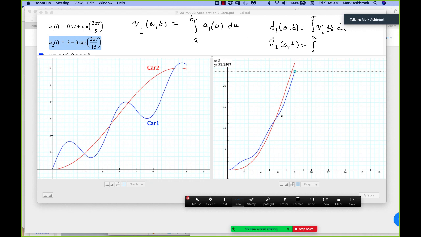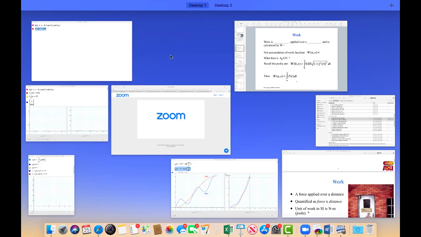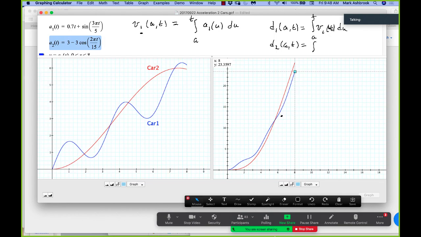So I have that kind of set up here in a different file. Where is it? I guess I put it down here.